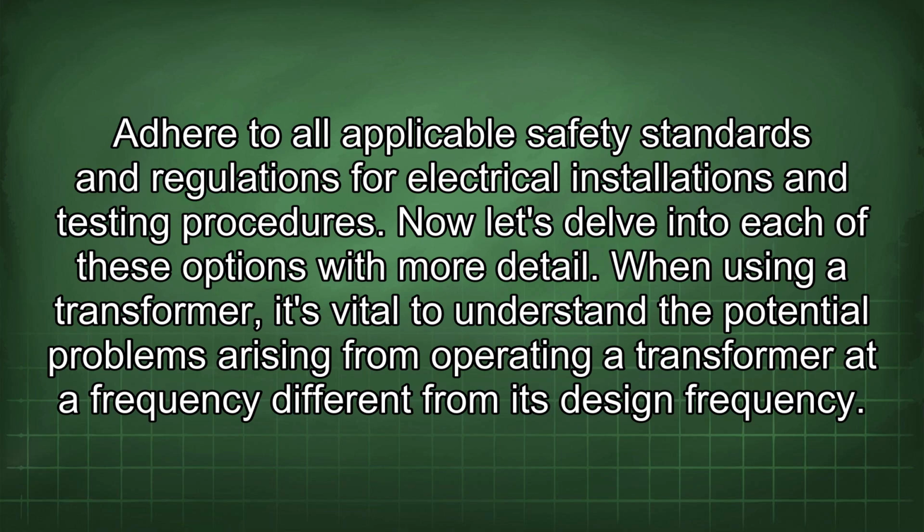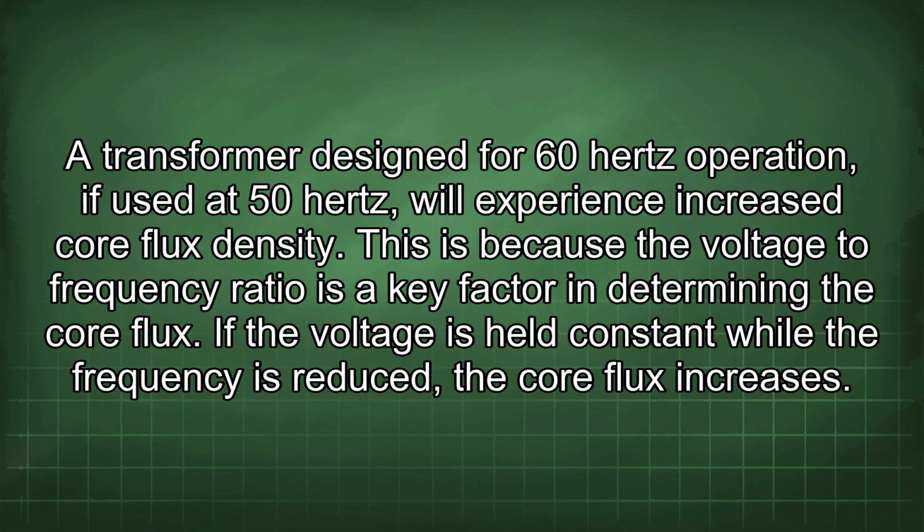Now let's delve into each of these options with more detail. When using a transformer, it's vital to understand the potential problems arising from operating a transformer at a frequency different from its design frequency. A transformer designed for 60 Hz operation, if used at 50 Hz, will experience increased core flux density. This is because the voltage to frequency ratio is a key factor in determining the core flux. If the voltage is held constant while the frequency is reduced, the core flux increases.